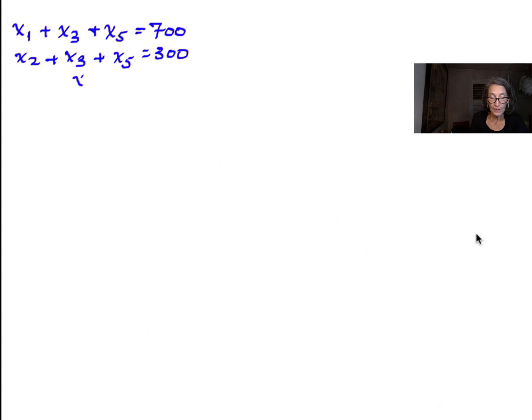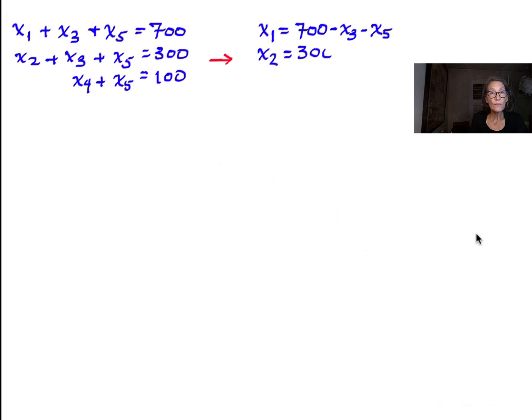So now we can write down the equations. The first equation was x1 plus x3 plus x5 equals 700. The second one was x2 plus x3 plus x5 equals 300. And then the last one was x4 plus x5 equals 100. And solving for the dependent variables in terms of the free variables, we get x1 is equal to 700 minus x3 minus x5. The second one gives us x2 is 300 minus x3 minus x5. And the last one gives us x4 is equal to 100 minus x5. So notice our 2 free variables are x3 and x5, which we had noted previously.